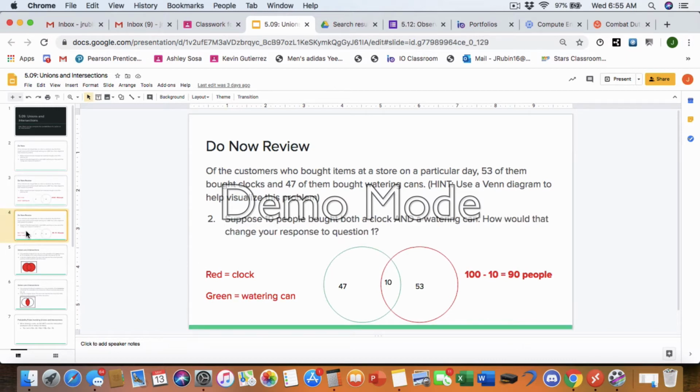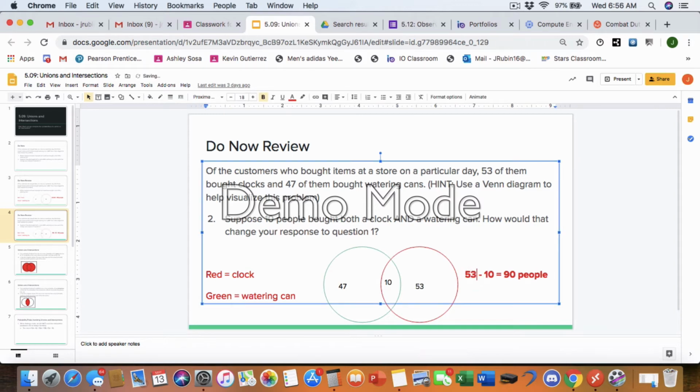Now, what happens if we have 10 people that bought both? Well, there's 10 in the middle, right? What I want you to realize is that 10 is part of this circle, so it's part of this 47, and that 10 is also part of this circle, part of that 53. So what that really means is those 10 people are being counted twice. They're counted in this 47, they're counted in this 53. So when we find the total, it's really 53 plus 47 minus 10, because we need to take out those 10 people that were counted twice.